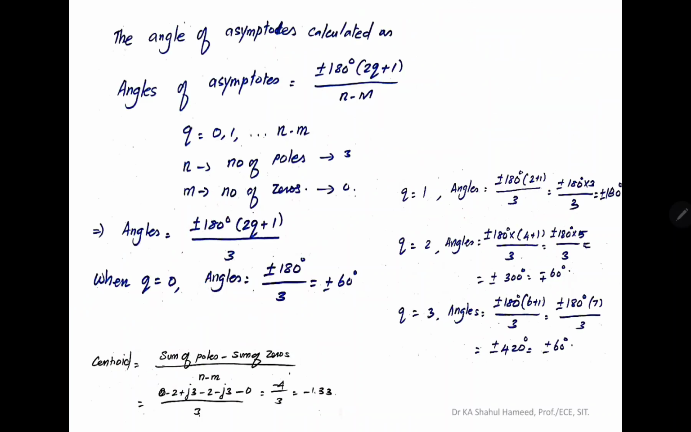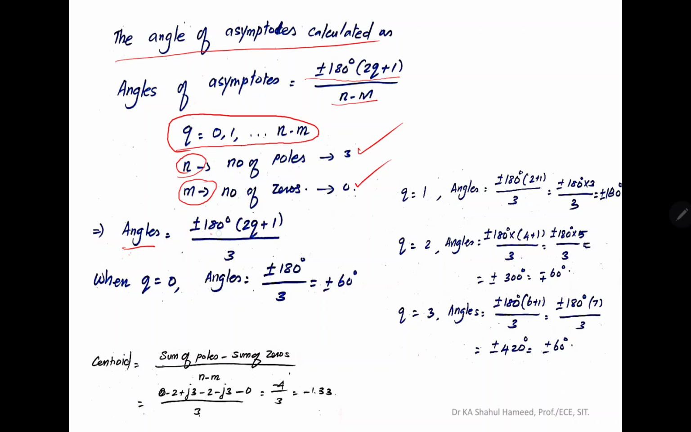The next step is to calculate the angle of asymptotes. The angle of asymptotes can be calculated using the formula: plus or minus 180 degrees into (2q plus 1) divided by (n minus m). Here q is equal to 0, 1, and so on, up to n minus m, where n is the number of poles and m is the number of zeros. In this case, the number of poles is 3 and the number of zeros is 0. Substituting n minus m, we get the angle equal to plus or minus 180 degrees into (2q plus 1) divided by 3.